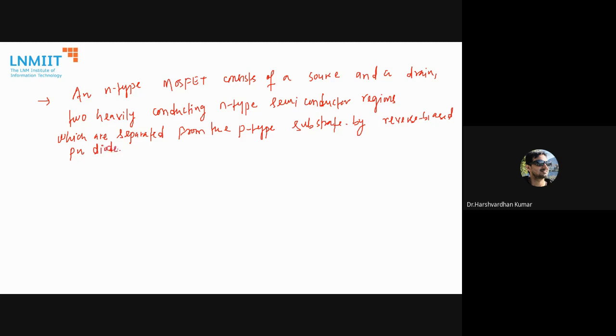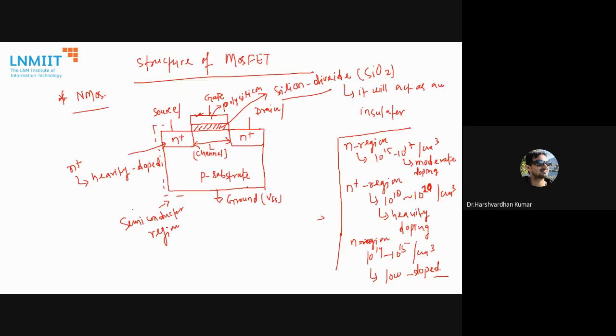So what does it mean? Let us talk about this here. This region is N type, and this region is P type. So here is the N region, here is the P region, so there will be a PN junction diode. Between the N plus region and the P substrate, there will be a reverse bias diode. So the structure will look like this. Here also the same diode will form between the N plus region and the P substrate region.